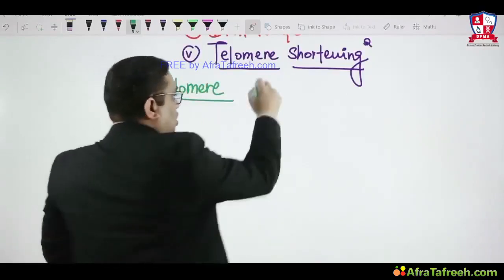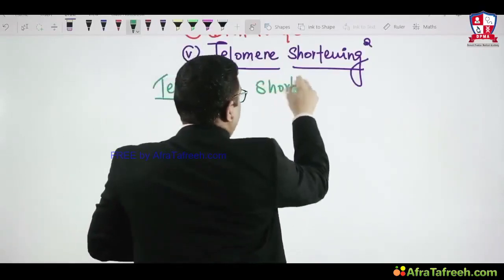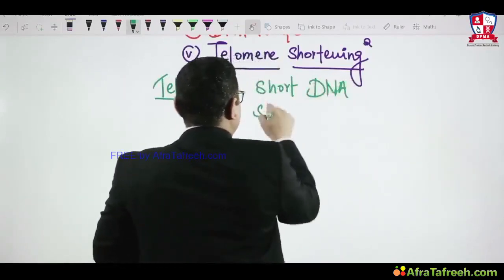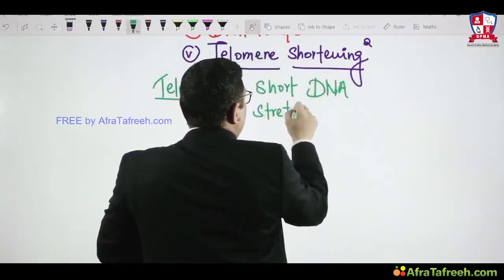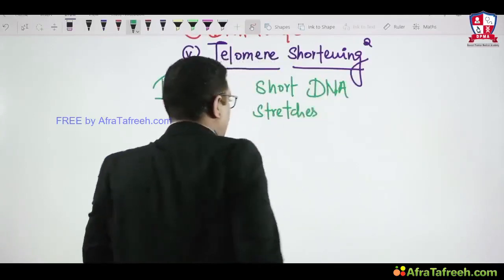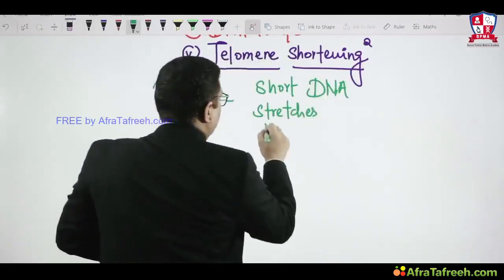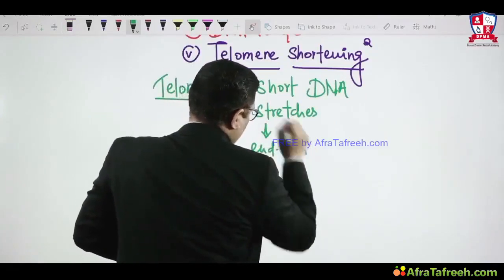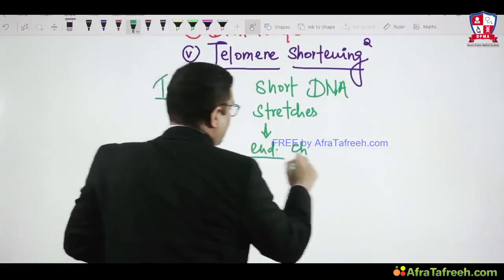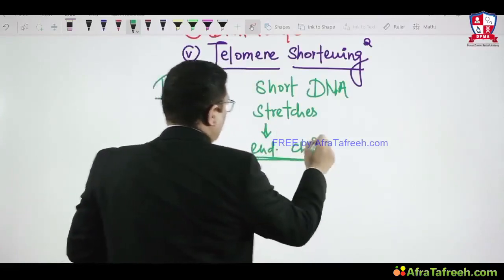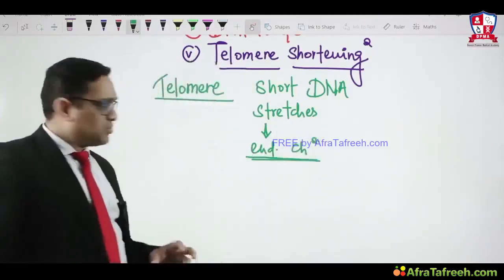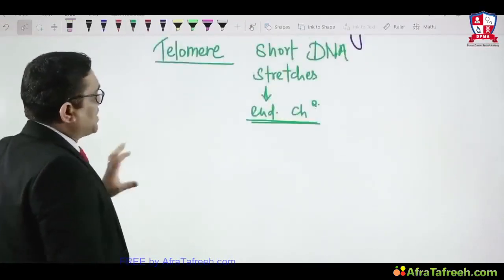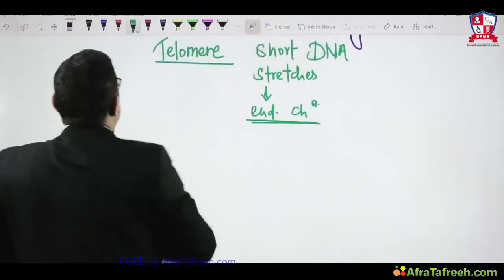What is a telomere? Telomeres are short stretches of DNA present at the end of chromosomes. So at the end of the chromosome, short stretches of DNA will be present. Let me explain it like this: a telomere is a short stretch of DNA present at the end of the chromosome.